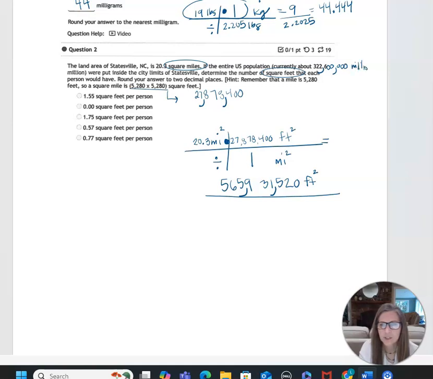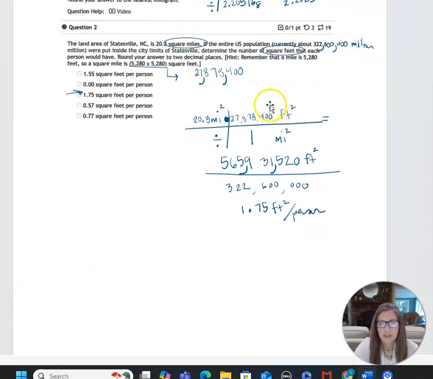Again, this problem is really just practicing large digits. So 322,600,000 people, and this is going to tell you the square footage per person. I've got that in my calculator, so I'll just divide, making sure that I don't miss any zeros. And I get 1.75 feet squared per person. So the answer is, I guess this would be the correct answer, C.